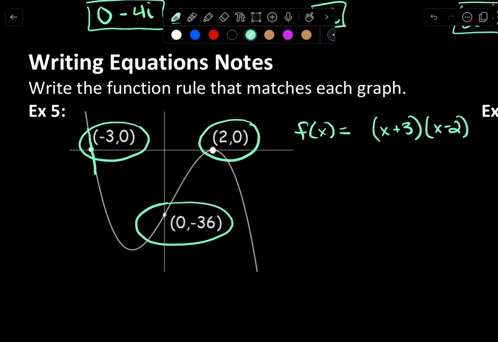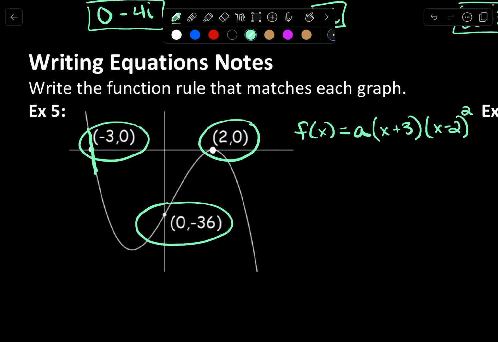Next, we're going to look at the multiplicity. At -3, the graph passes straight through, so that factor will have a multiplicity of 1. But at x equals 2, the graph has a bounce, so it will have a multiplicity of 2. Next, we're going to utilize the y-intercept. Obviously this does not pass through the origin, so there is some coefficient for this polynomial, and we'll call that coefficient a.